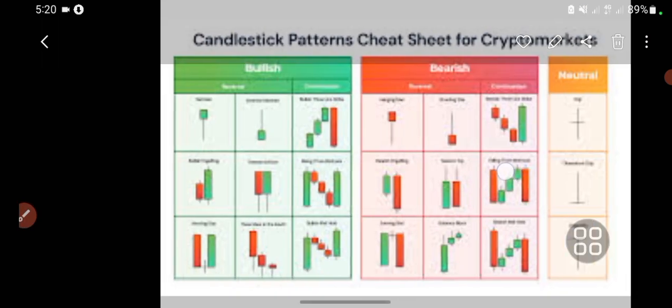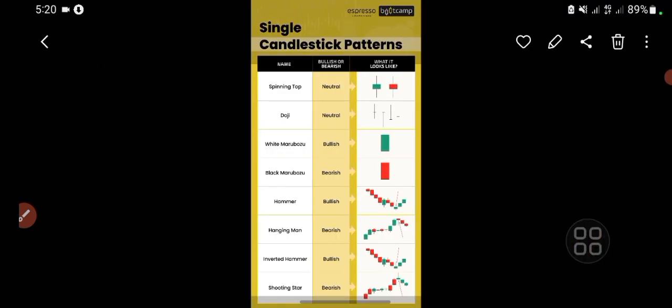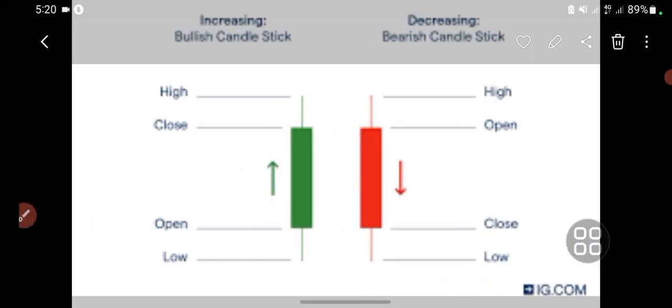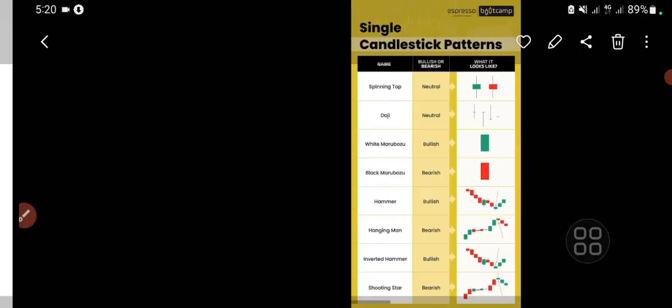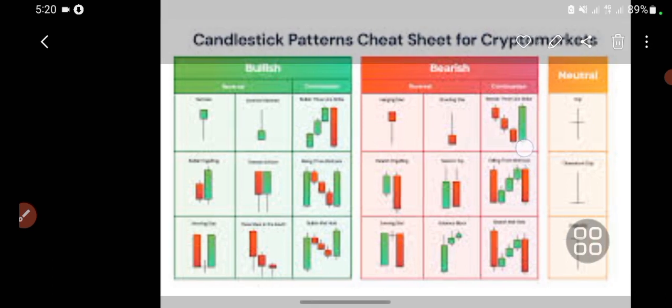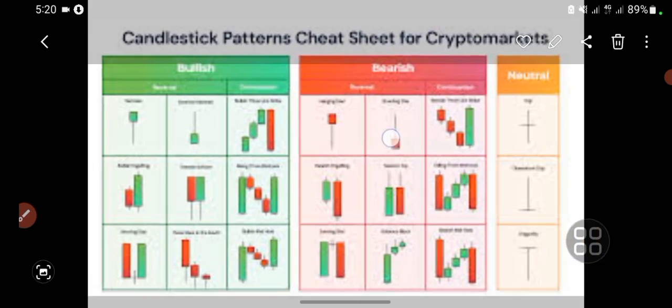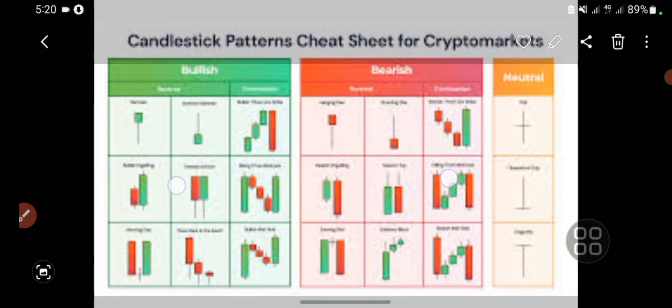Wow, this candlestick is not bright. Why is it not bright? Let me use... It's not bright. I wanted to use this one. But I will download a new one and send it to you so that you can see.